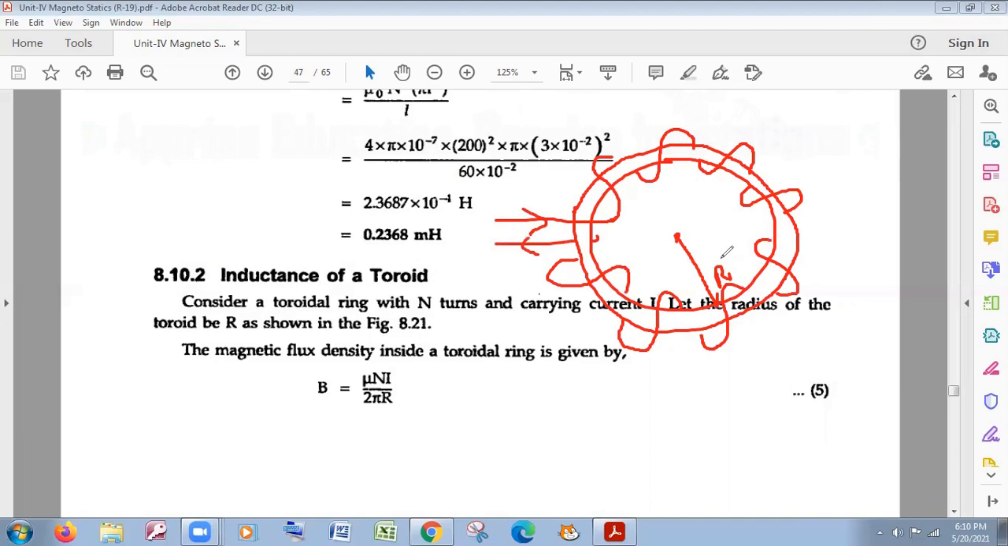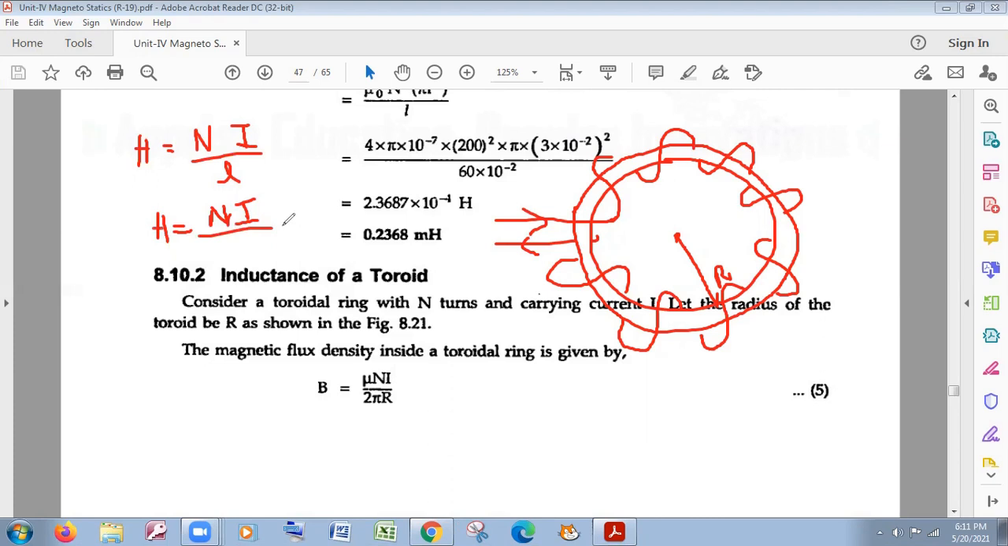Consider a toroid ring with N turns carrying current I. Let the radius of the toroid be capital R. The magnetic field H, as previously in the solenoid, is equal to NI by L, where N is the number of turns, I is the current, and L is the length of the solenoid.